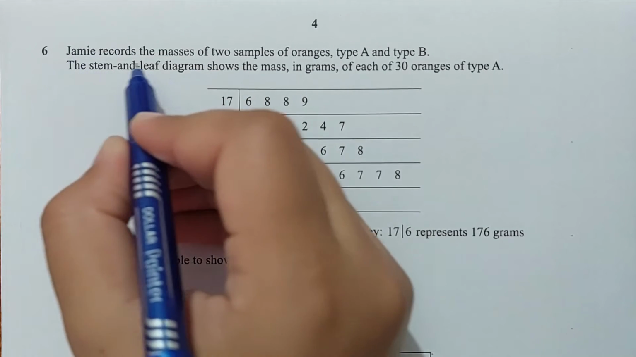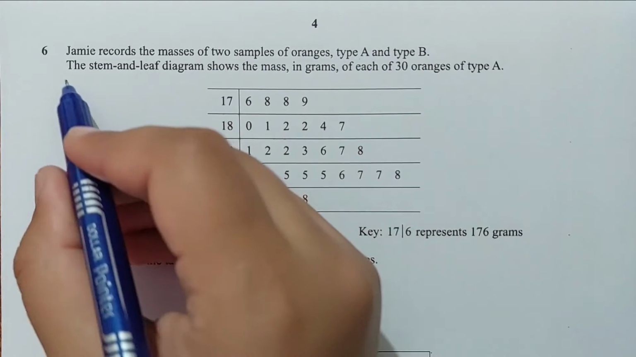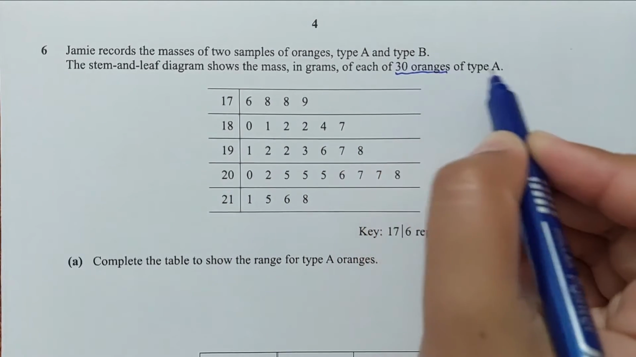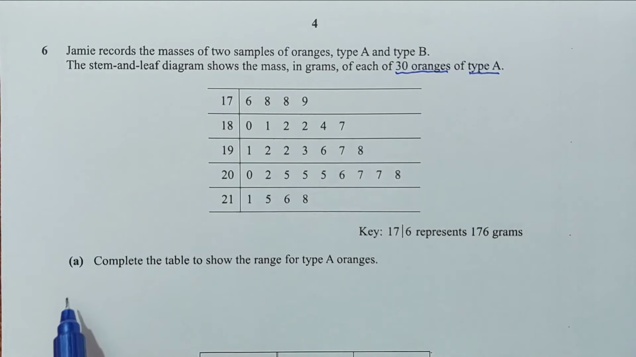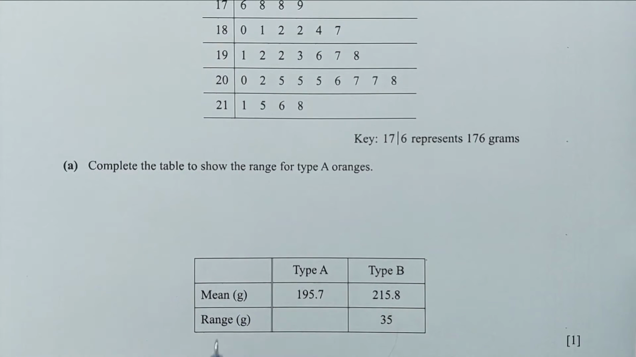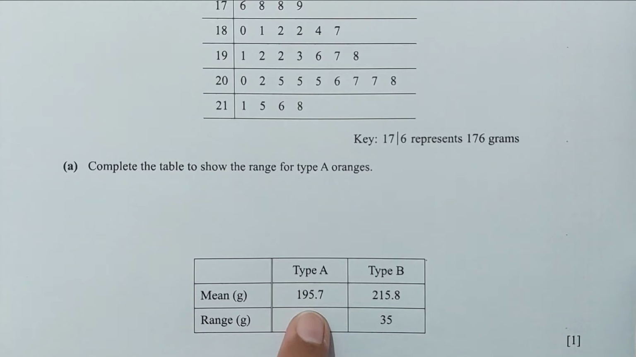Question number 6, Jamie records the masses of two samples of oranges, type A and type B. The stem and leaf diagram shows the mass in grams of each of 30 oranges of type A, right? So part A, complete the table to show the range for type A oranges. The table shows mean in grams and range in grams; we don't know type B because this is a table for only type A. The mean is 195.7. We have to find out the range.